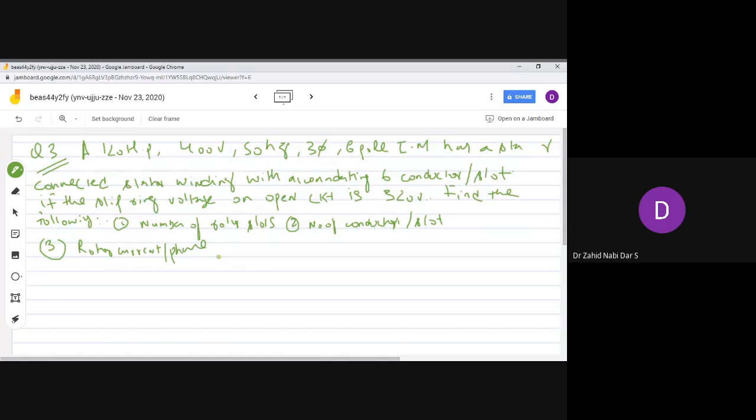Assume rotor MMF is equal to 0.85 times stator MMF, and efficiency is 0.9 and power factor is 0.85. If these are not given, you take both as 0.9. So how do you go about this problem?